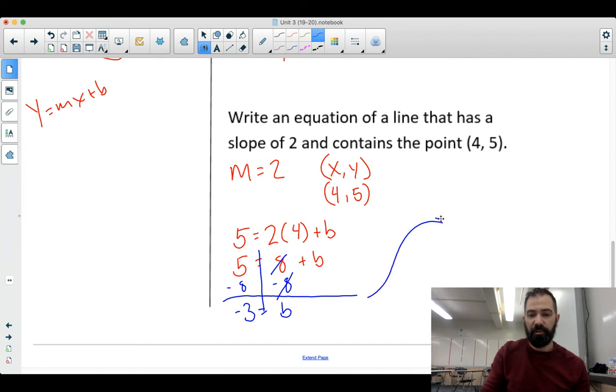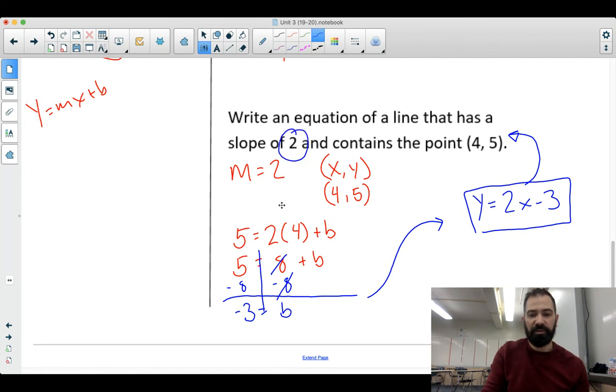So then we rewrite our equation. y equals mx plus b. And this is the equation of a line that passes through the point (4, 5) and has a slope of 2. So m is 2, b is -3.